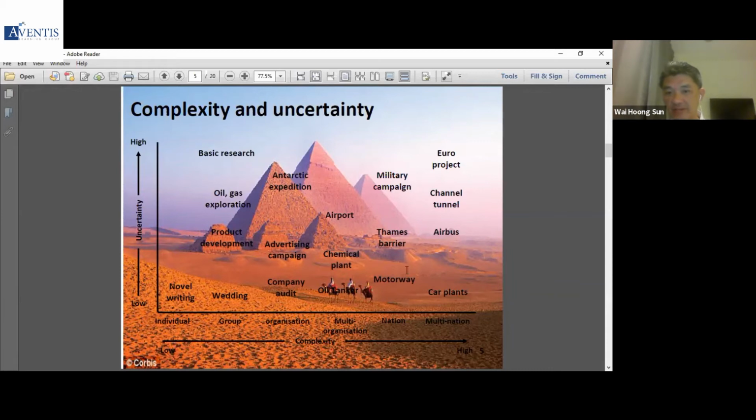Where it involves the whole nation, you would have the expressways, where the expressways actually connect one country to another country. The Thames Barrier is on the Thames River, to avoid flooding in London. So this is also a national project, and of course, military campaigns are national efforts. Now, of course, the most complex is where you involve more than one nation.